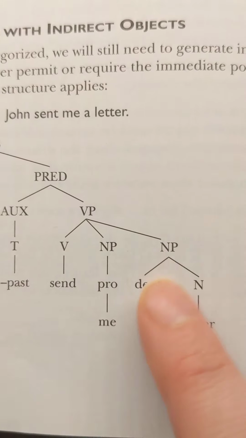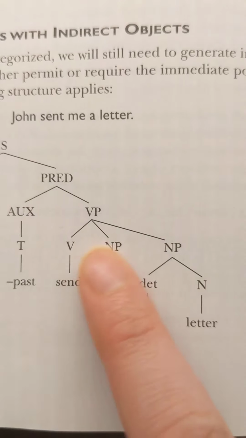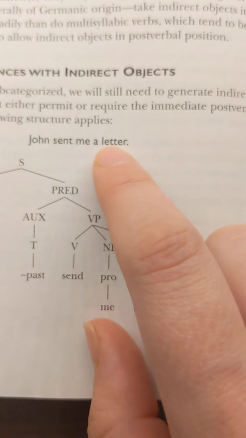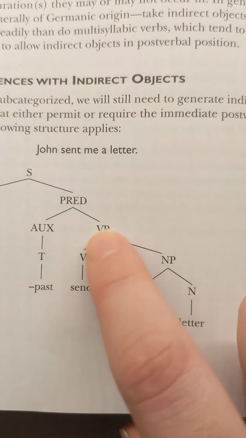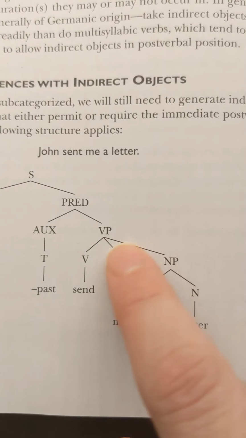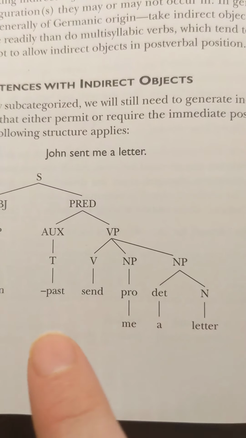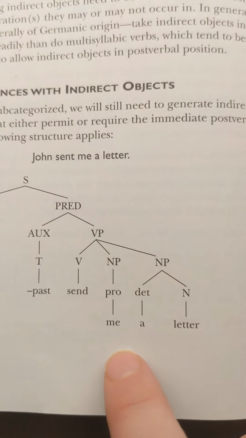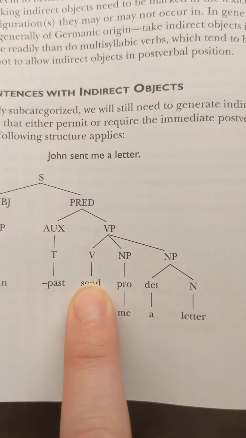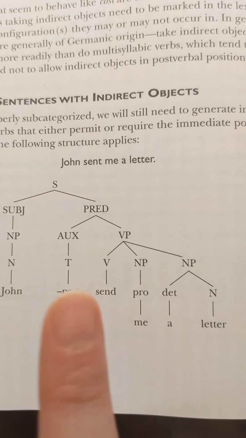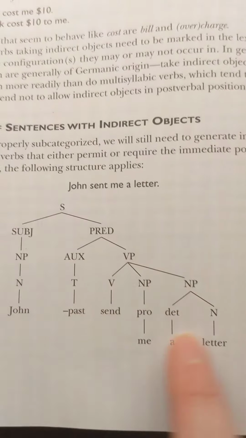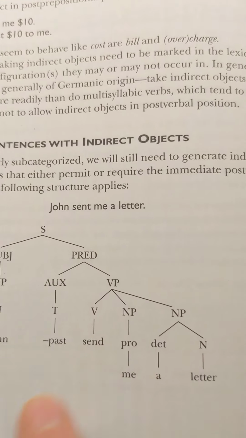Me and a letter. They're two different noun phrases, right? We got me and we got a letter. And they are both part of this verb phrase because send is inextricably tied to both me and a letter, because they are the direct object and indirect object of that verb. And that verb is ditransitive when we mark that it is ditransitive and must have these by making them all part of the verb phrase.